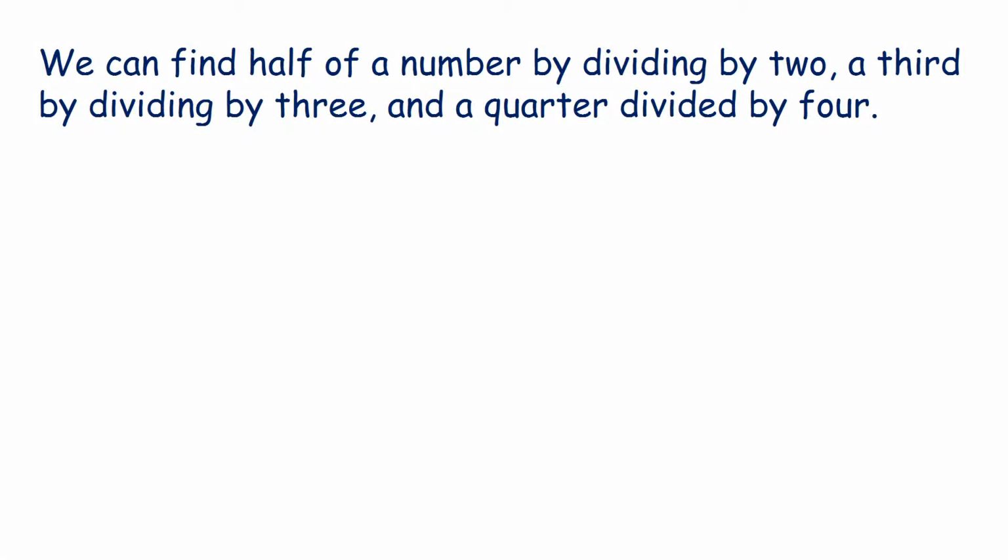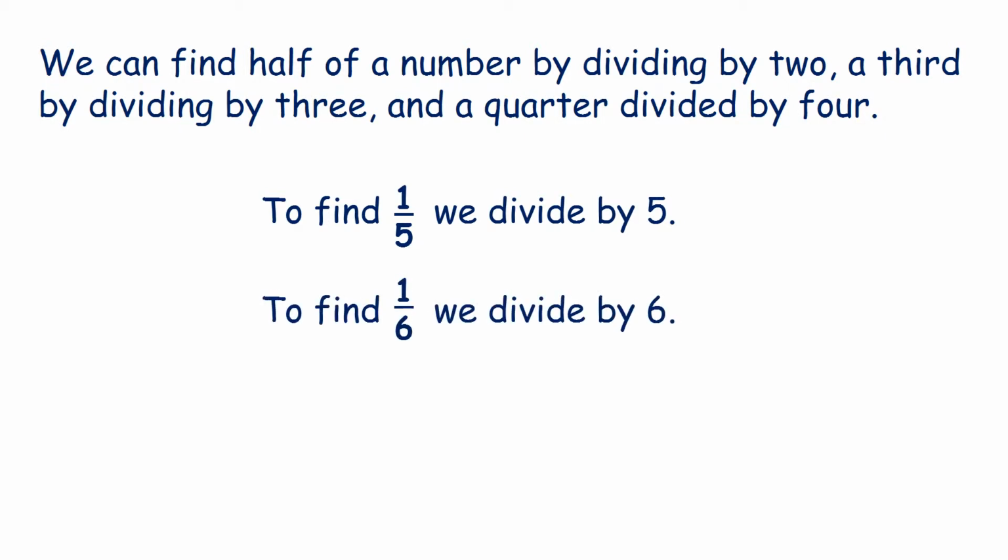We can find half of a number by dividing by 2, a third by dividing by 3, and a quarter by dividing by 4. And the same is true for all fractions. So to find a fifth, we can divide by 5. To find a sixth, we divide by 6. To find a seventh, we divide by 7, and so on.